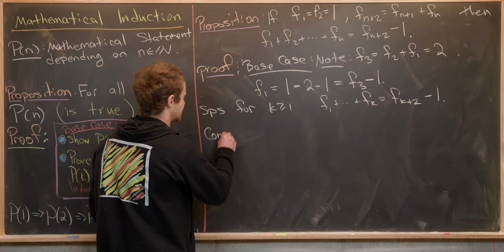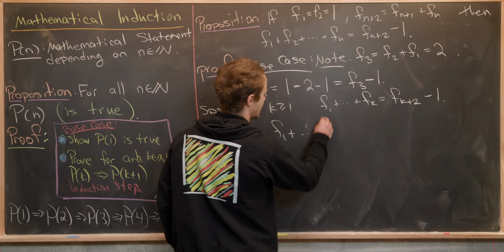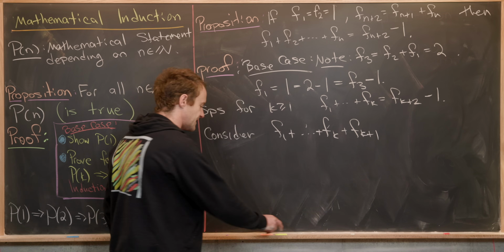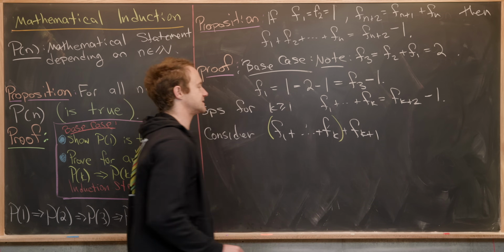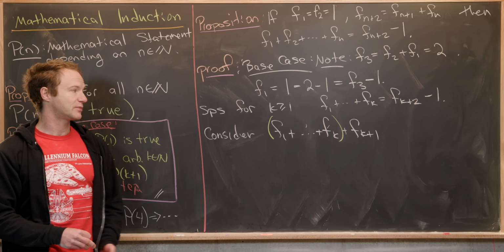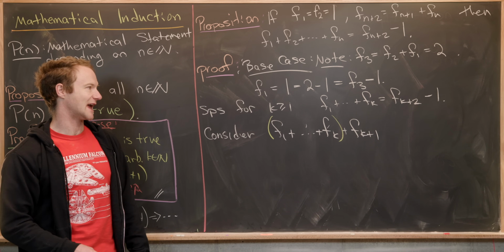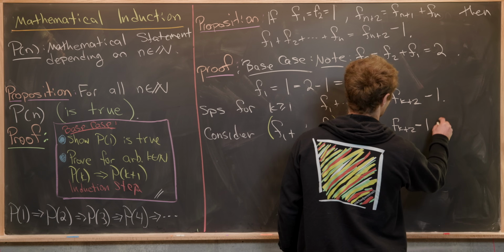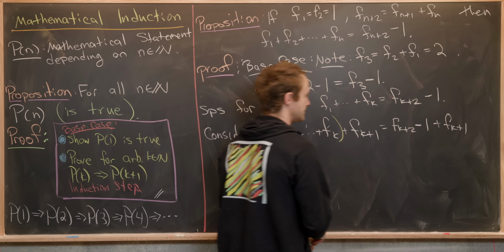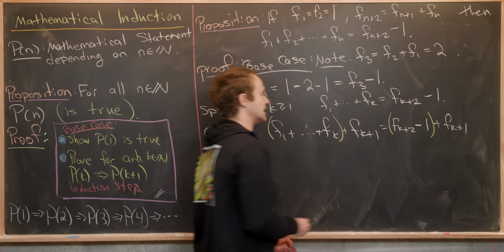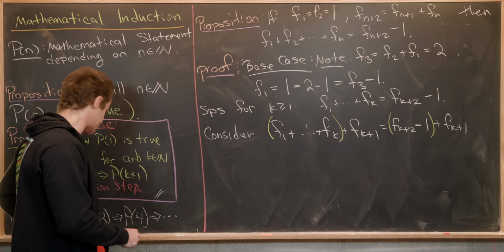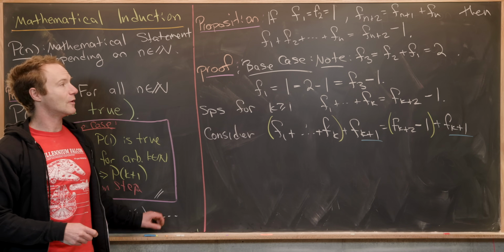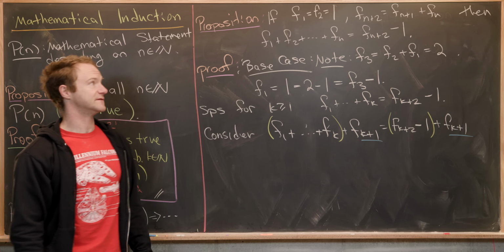So here we'll write, consider f sub 1 plus all the way up to f sub k plus f sub k plus 1. We can think about these first k terms as being grouped and then apply the induction hypothesis to these first k terms. So that leaves us with f sub k plus 2 minus 1 plus f sub k plus 1. So let's maybe notice that these are being grouped from our induction hypothesis, and then this guy is just coming along for the ride.